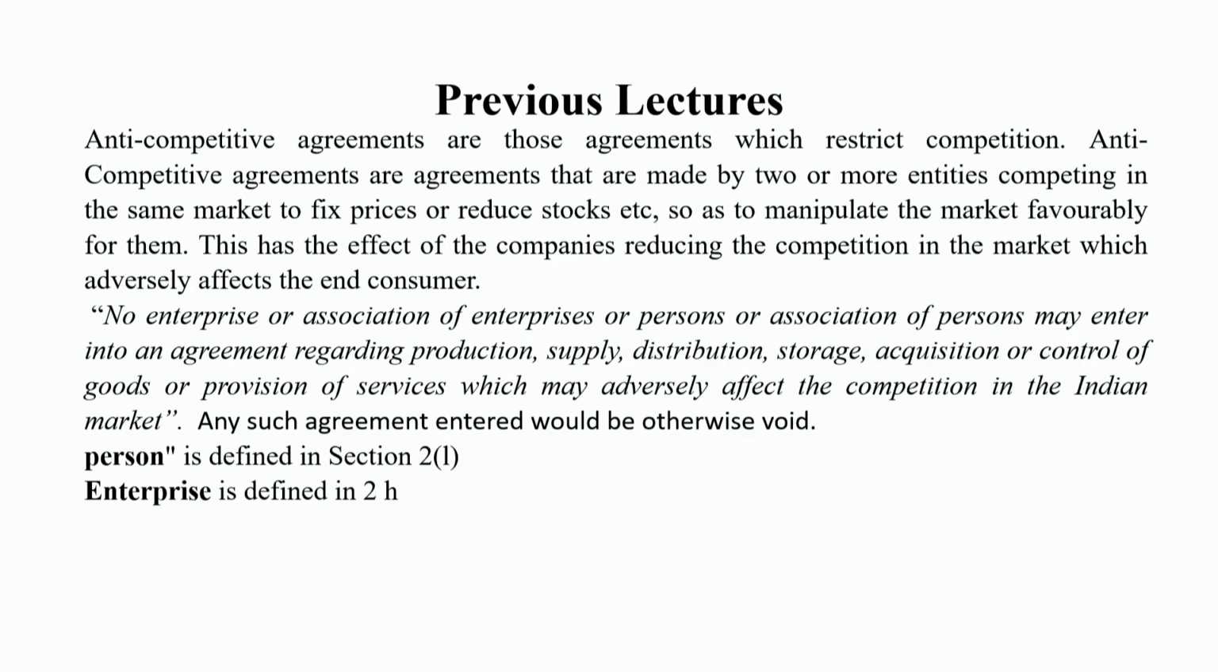In the last session, we discussed only the meaning of anti-competitive agreement, and we found that Section 3 subclause 1 says that no enterprise or association of enterprises or person or association of persons may enter into an agreement regarding production, supply, distribution, storage, acquisition or control of the market, and any such agreement entered would be otherwise void.